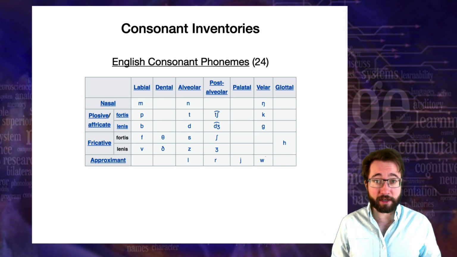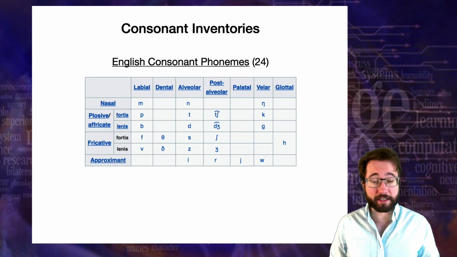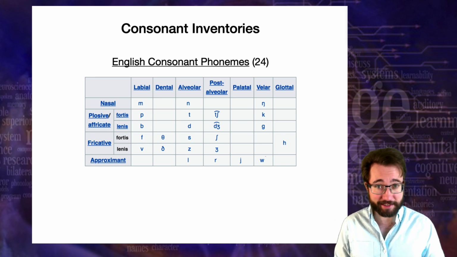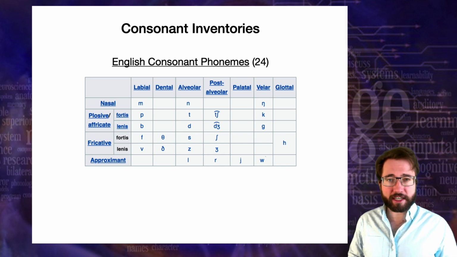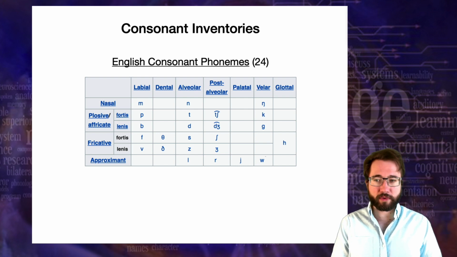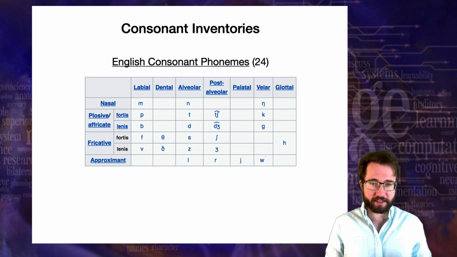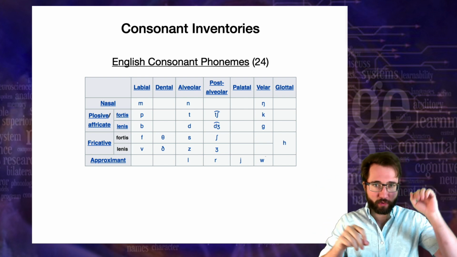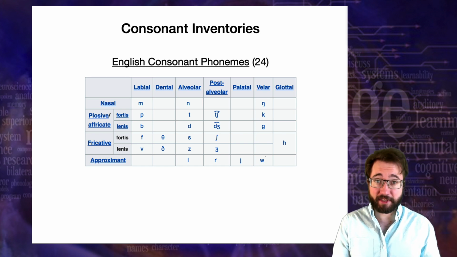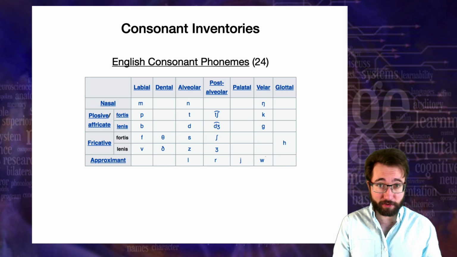In terms of the number of consonant phonemes, English is a very typical language. 24 is just about average as far as these things go. I'd also like to take a look at the structure of the inventory. So when we look at how these things are arranged, it's not like just a random grab bag of sounds. Rather, there's something systematic about this inventory.